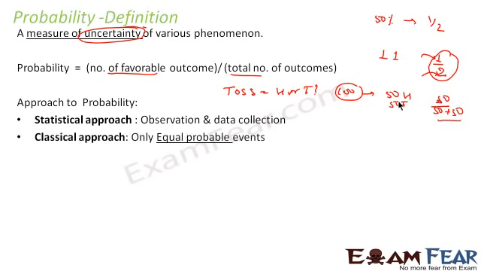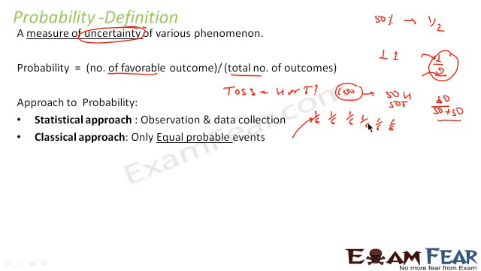The second approach is the classical approach, wherein only equally probable events are considered. When I say equally probable, that means the probability of occurrence of all the events is the same. Example, when I toss a coin, the probability of head is 50%, the probability of tail is 50%. When I throw a dice, the probability of getting 1 is 1 by 6, probability of getting 2 is the same, 3 is the same, 4, 5, 6 are the same. That means probability of occurrence of any event is the same. 1, 2, 3, 4, 5, 6 can happen with the same probability. This is what we call equally probable events. So in classical approach, we deal only with equally probable events.